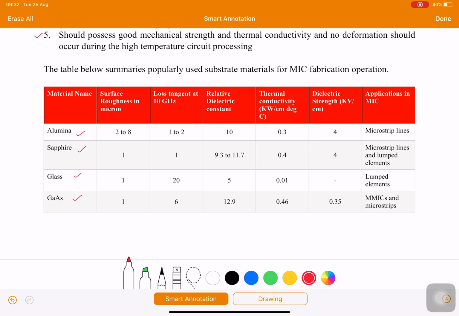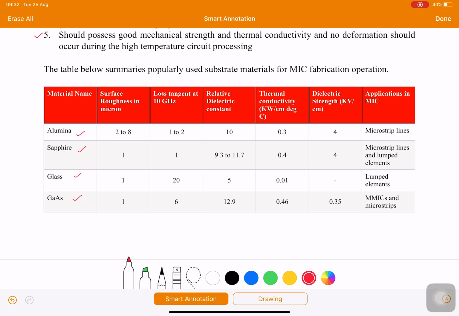The loss tangent is less, in the range of 1 to 2. Relative dielectric constant is a medium value, up to 10. Thermal conductivity is 0.3 and dielectric strength is good, that is 4 kilovolt per centimeter. Typically the alumina is used as a substrate material for microstrip transmission lines, because the microstrip transmission lines are supported with the alumina as a substrate material.